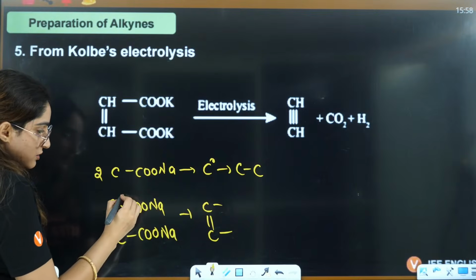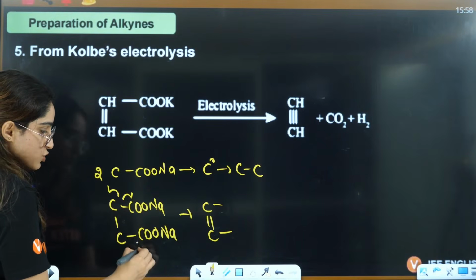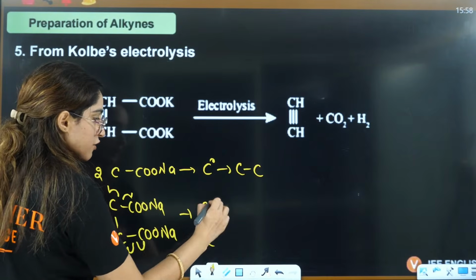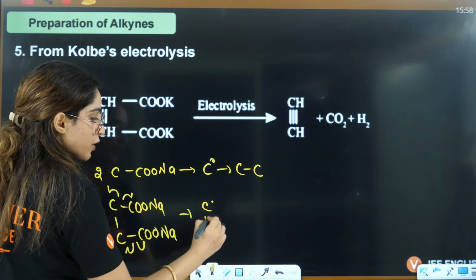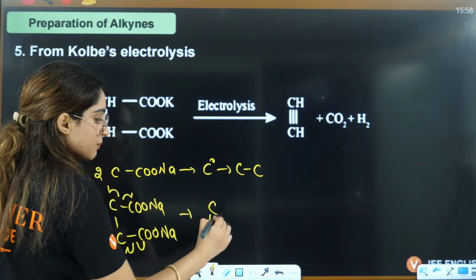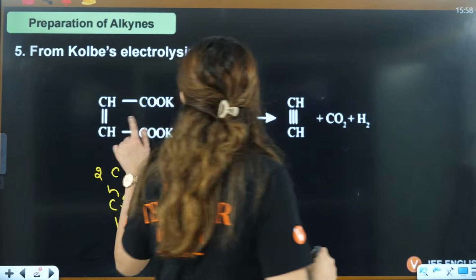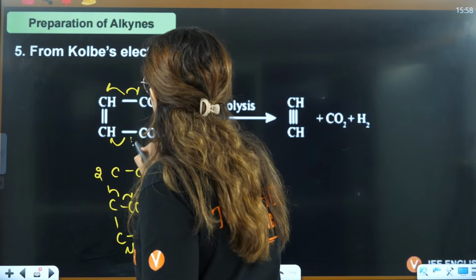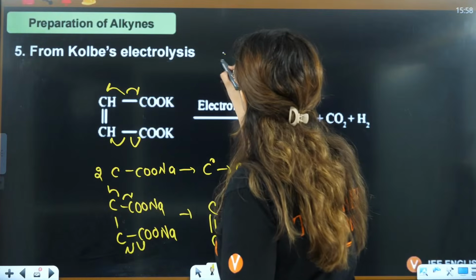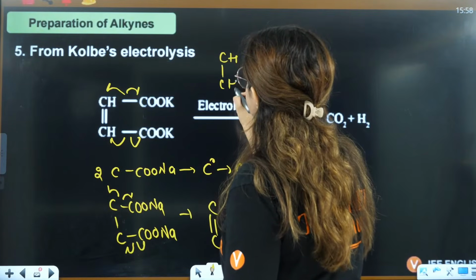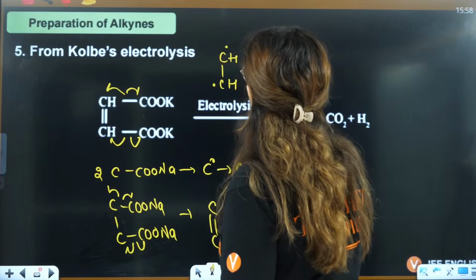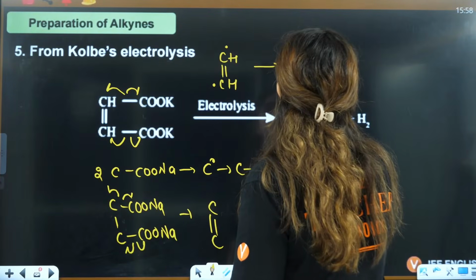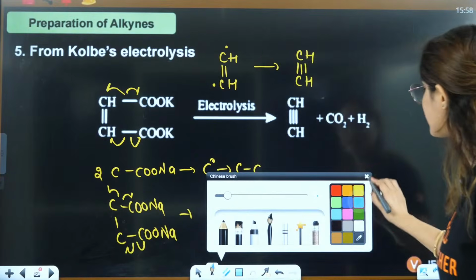Here, homolytic cleavage will take place, you will have the formation of C free radical, it will join and make a bond here, so that C double bond will be formed. And in this case, homolytic cleavage will take place, you will have the formation of CH free radical, and this is already a double bond here, it will give you a triple bond here. Tell me, is that clear?